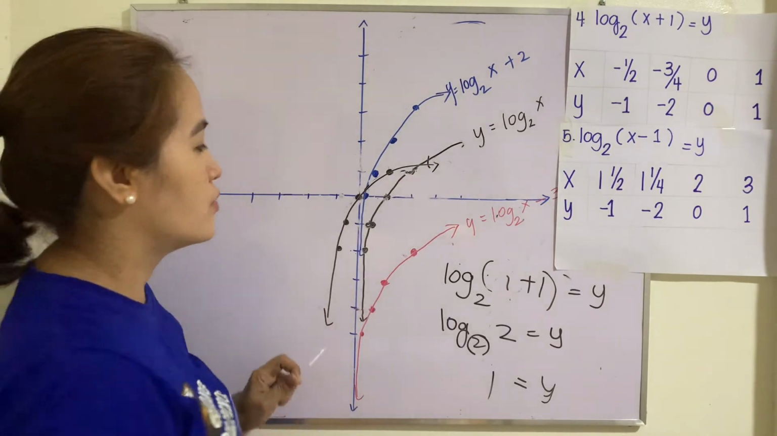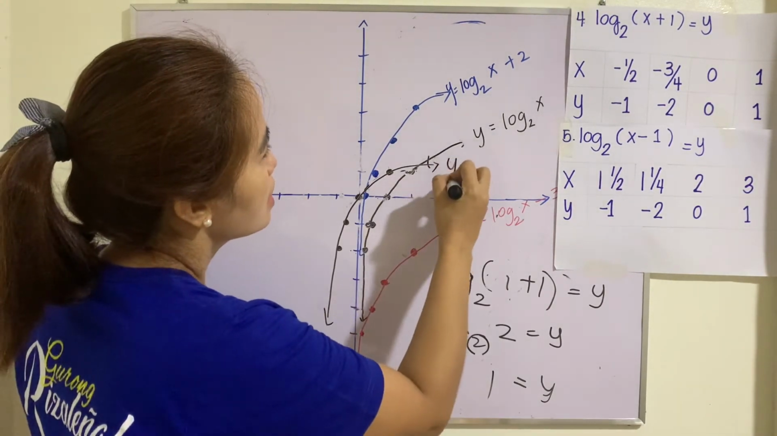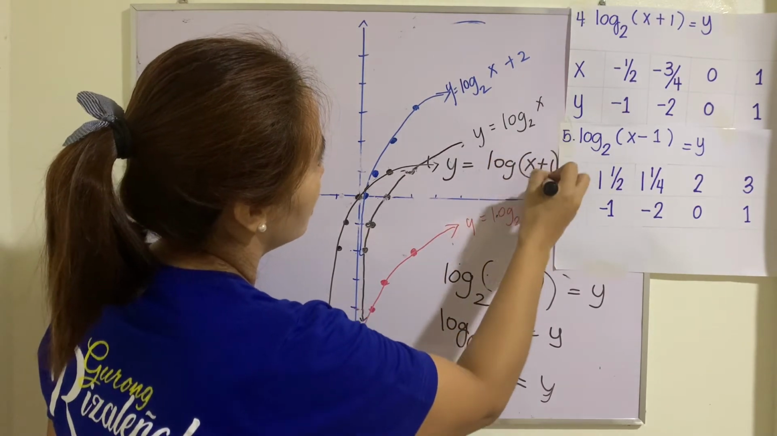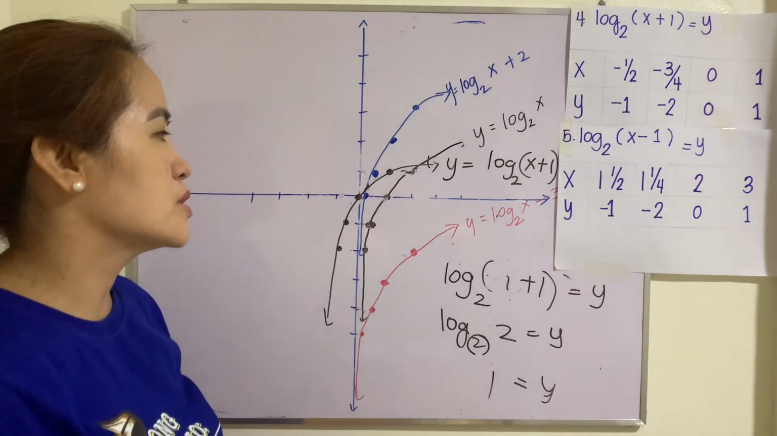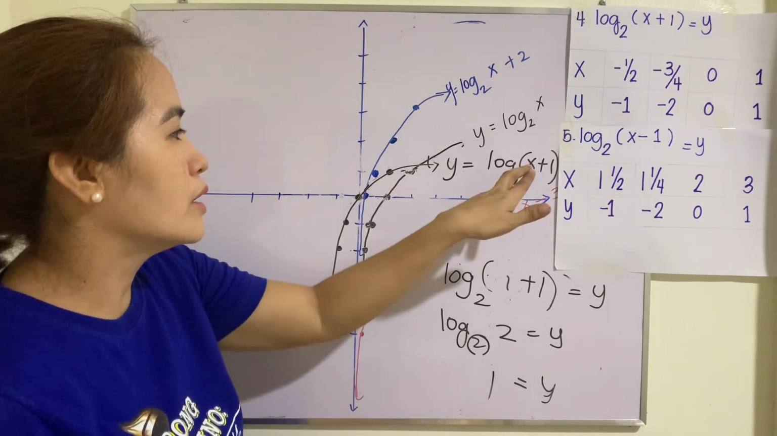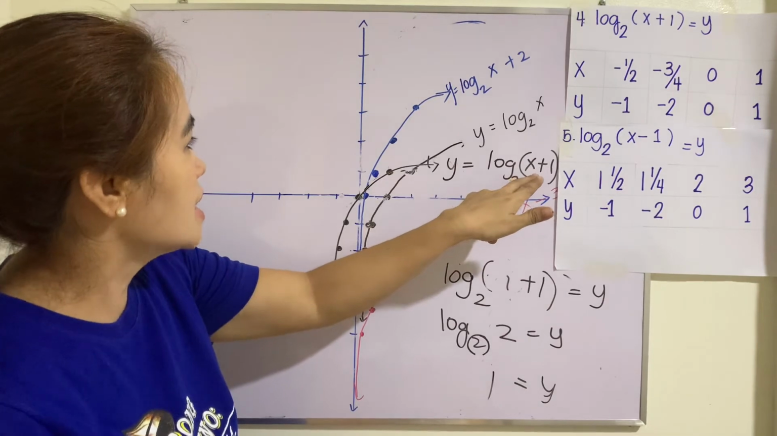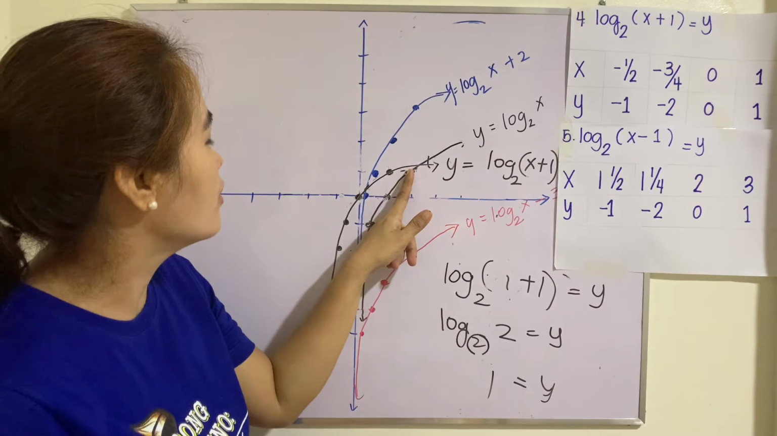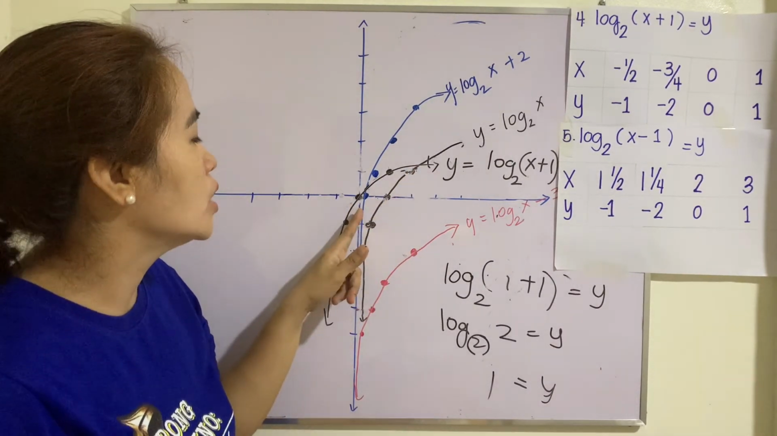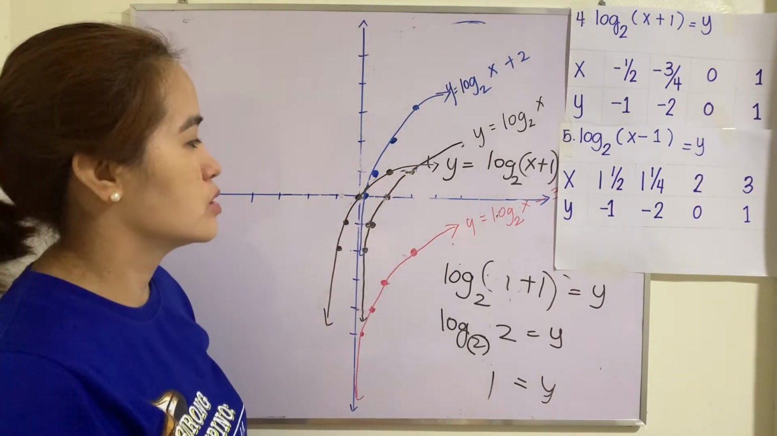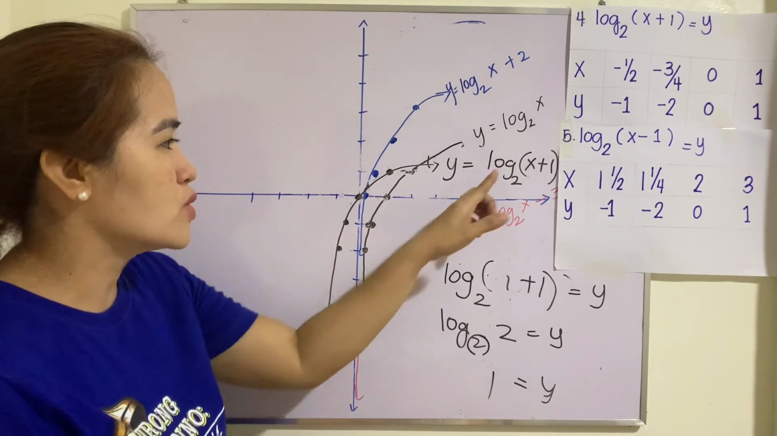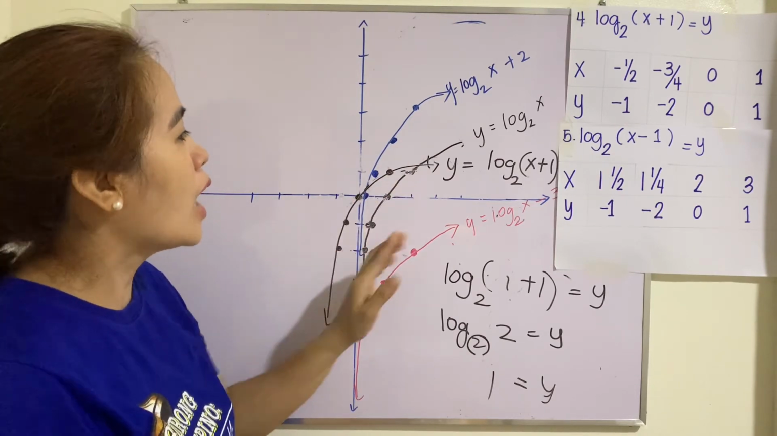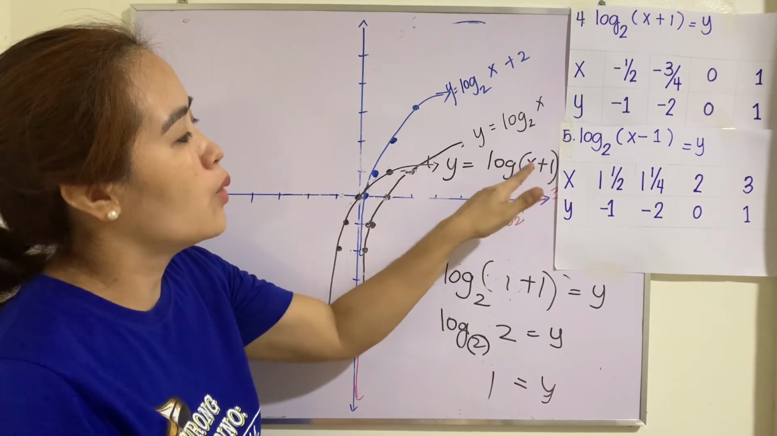Okay, so if that is the graph of y equals log of x plus 1 to the base 2, what can you say? What did you notice? Take note that if this one is added by 1, all points from the base graph are moved 1 unit to the left. Meaning, if this is plus 1, you have to move all points on the base graph according to the number that is added here.